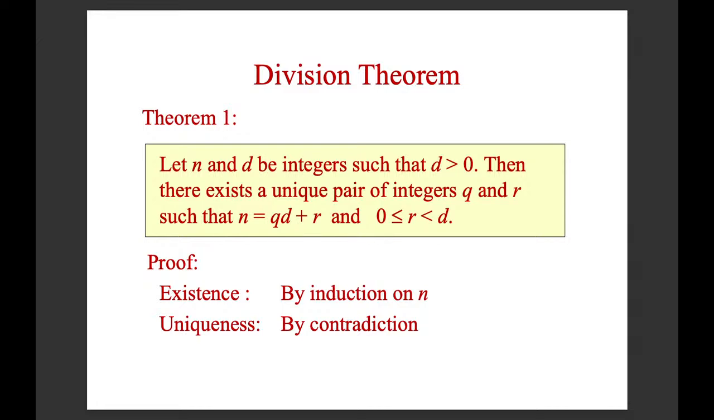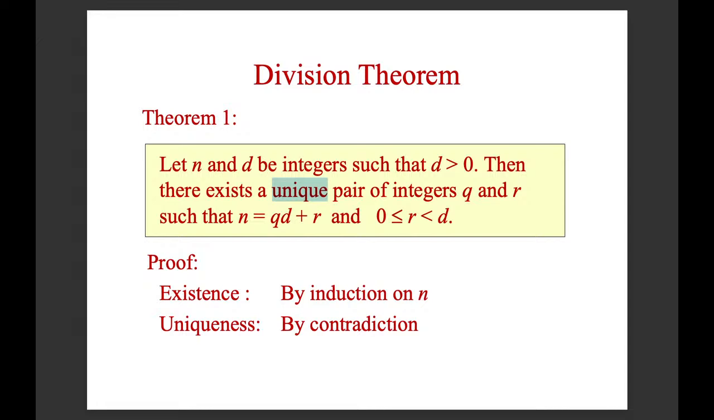And if I try to divide minus 4 by 3, which is somewhat more difficult, then I will have a quotient of minus 2 and a remainder of 2. So when n is divided by d, we have a quotient and a remainder such that the remainder is in the range from 0 up to d. And what's more, such a pair of q and r is unique.